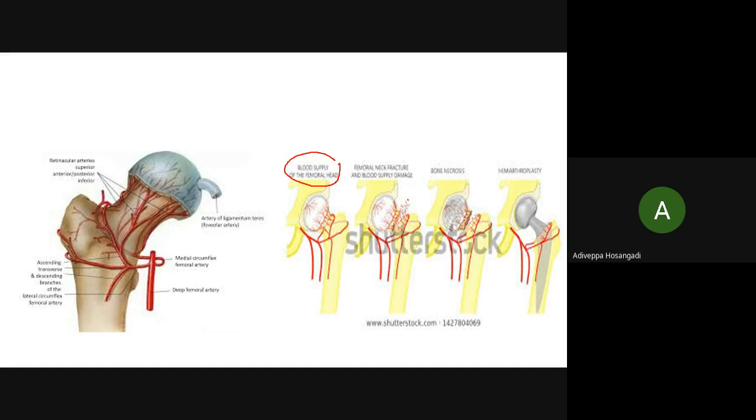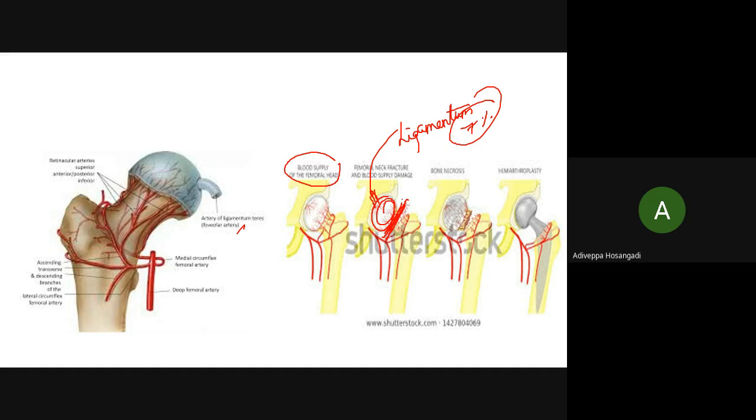So what happens in a fractured neck of femur? The marrow blood vessels are also disrupted, and the blood vessels on the surface of the neck are also disrupted. So the head will go for avascular necrosis, because of what is remaining. The blood supply is only from the ligamentum teres. Ligamentum teres supplies only about 7% of the head. So that is not sufficient.